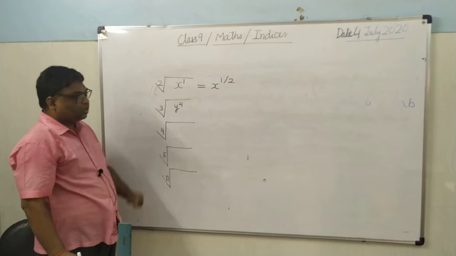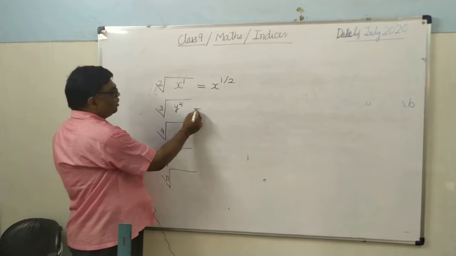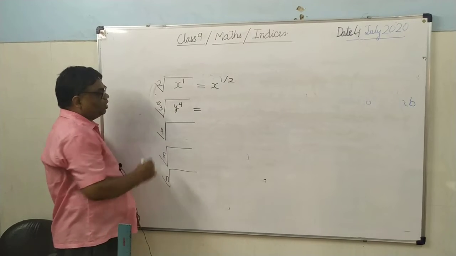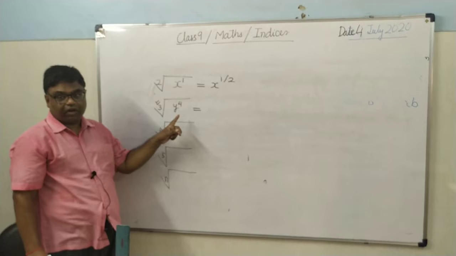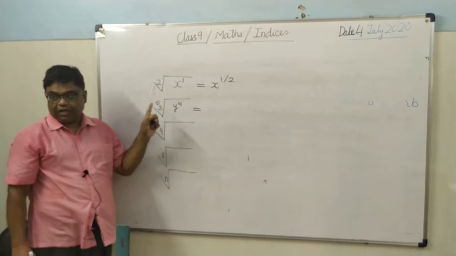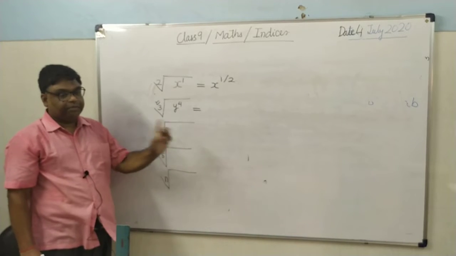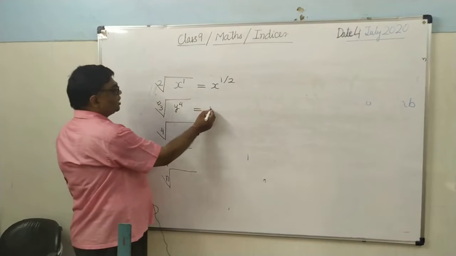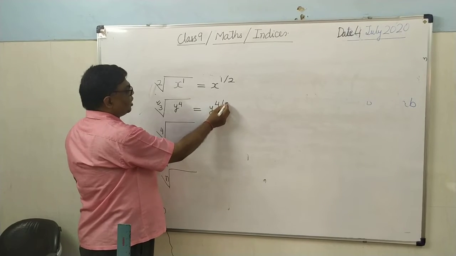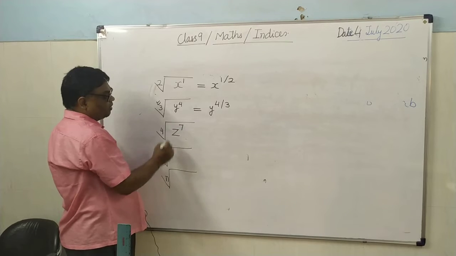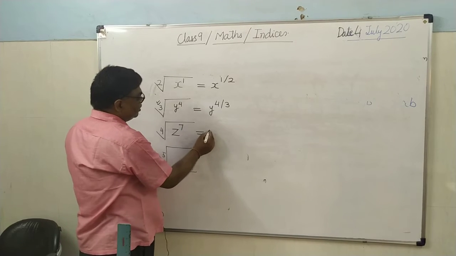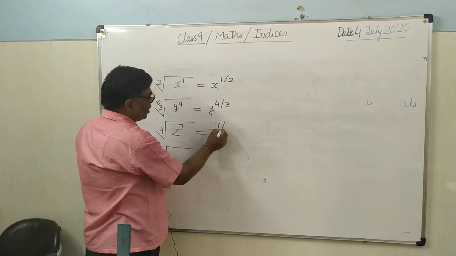When you remove the surd, what will you write? This thing will go in the denominator of the already existing power. That is, y to the power 4 upon 3. Suppose it is z to the power 7. What will you write? 7 upon 4.